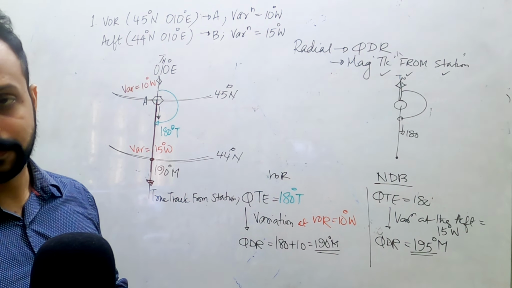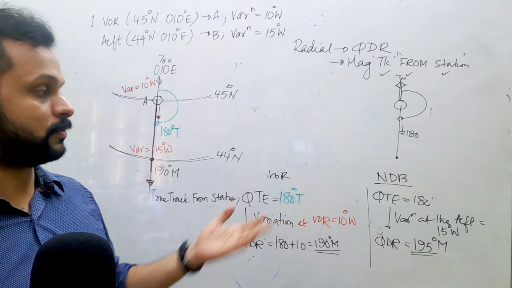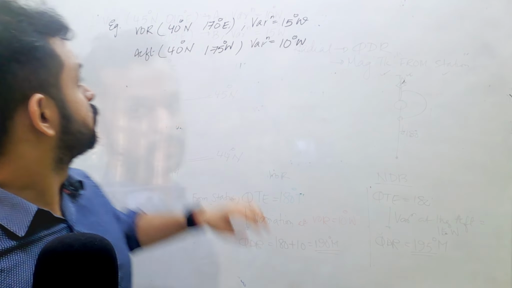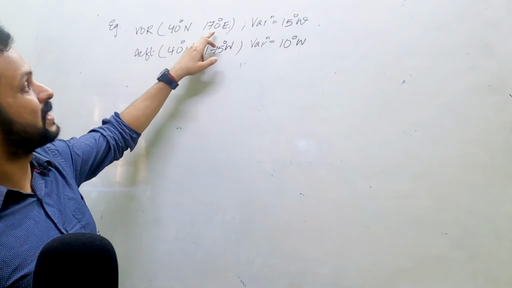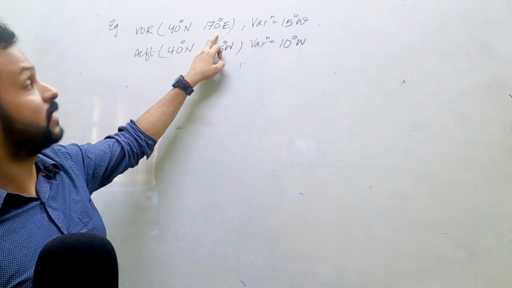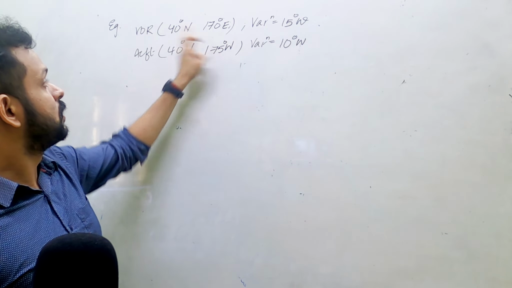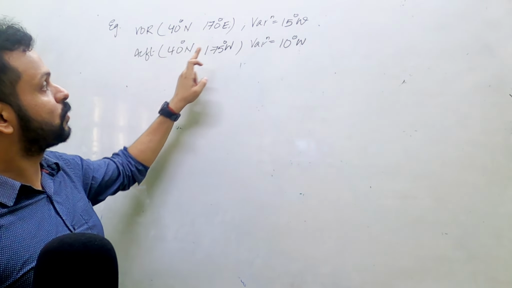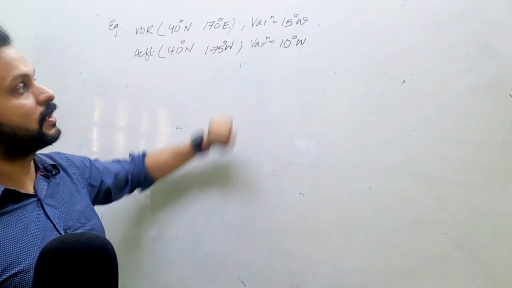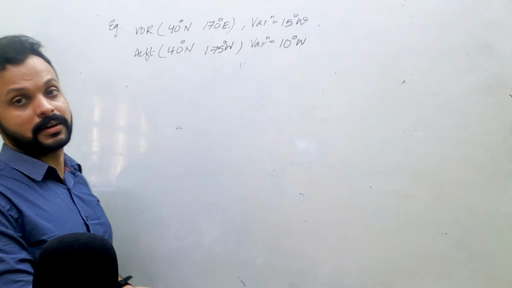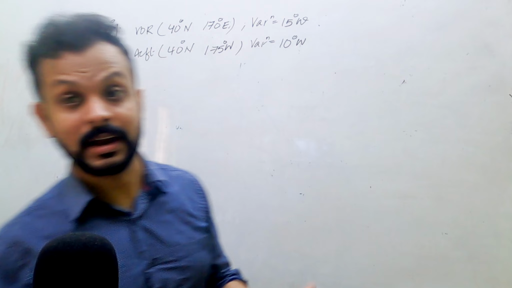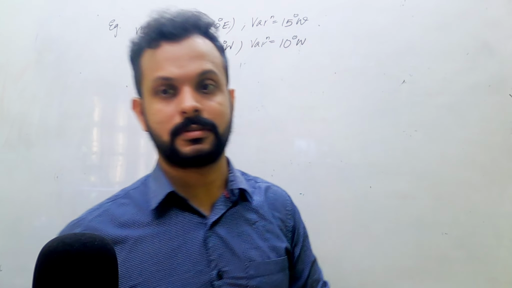Very important, huh? Yes, you can copy this. You can copy this for both VOR and NDB. So here the coordinates of VOR is given 40 north, 170 east, and variation at the VOR is 15 degrees west. Coordinates of the aircraft is 40 north, 175 degrees west, variation at the aircraft is 10 degrees west. You are asked to find out the radial of the aircraft. Yes, we can drop the answers in the chart.